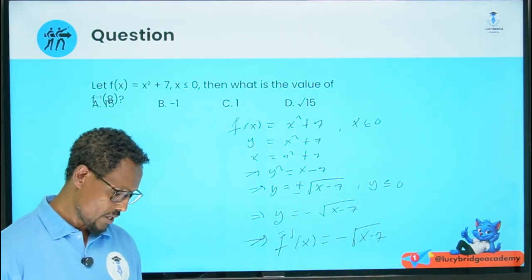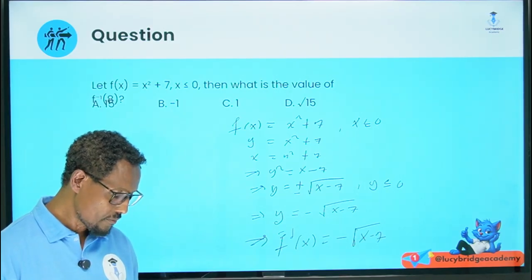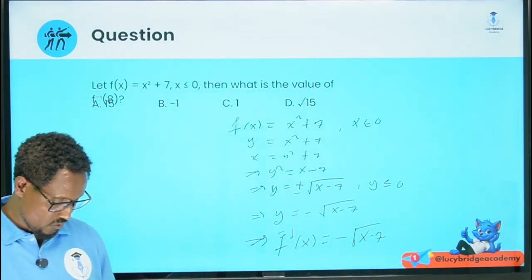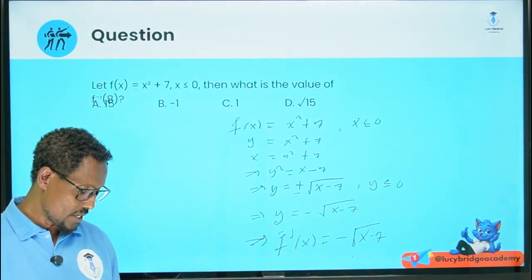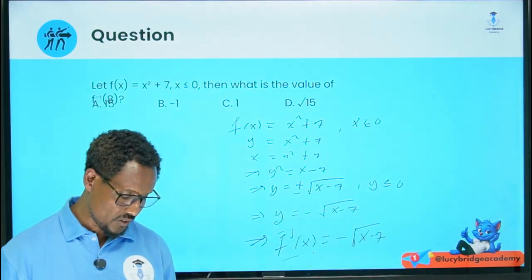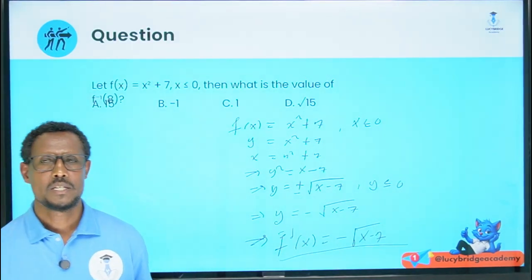Look, x less than or equal to 0 becomes y less than or equal to 0. So in this domain, when the domain is x less than or equal to 0, the inverse of the function is minus the square root of x minus 7.